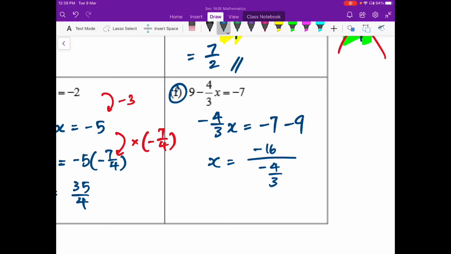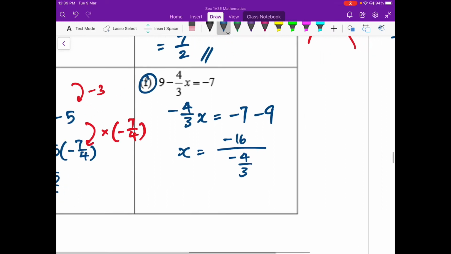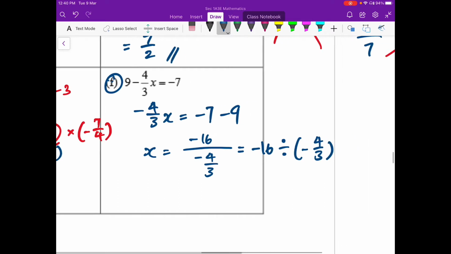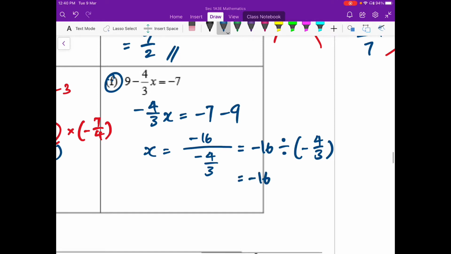Okay? Now, at this point in time, you can use your calculator, but I want you all to also practice. How do we divide by a fraction? This is rewritten as negative 16 divided by negative 4 over 3, right? We're dividing by negative 4 over 3. Here, we keep the first term, which is your negative 16. You change the division to multiplication, and you flip the fraction, times negative 3 over 4. The sign does not change over here.